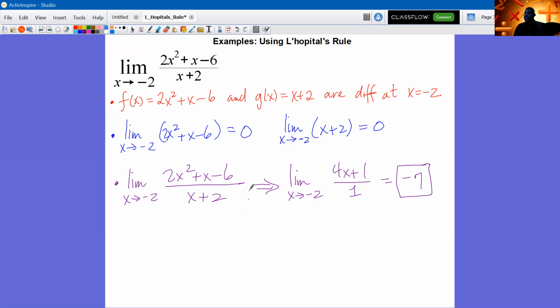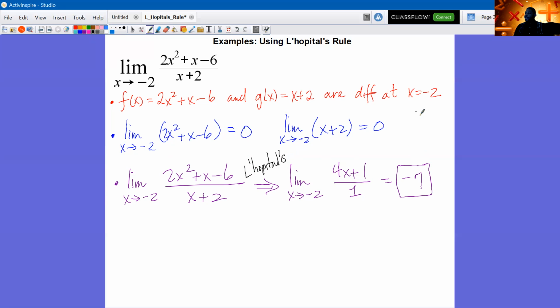Okay, and I'm going to put in here L'Hopital's, just his name. Actually, I'll write it in a different color so you can see. And I always do this so that anyone that reads this can understand I actually use L'Hopital's rule.